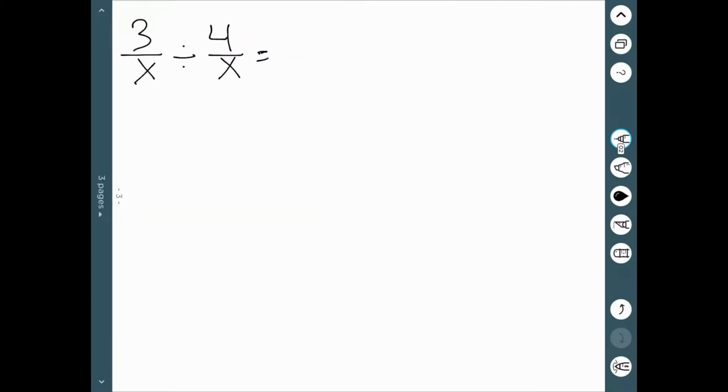Now let's do a division. So division's going to work the same way as before as well. We're going to take the second fraction and just flip it over. And then we can just multiply the way we were before. We can see that the x's will cancel. I'm left with a 3 on the top and a 4 on the bottom. So my final answer is just 3/4.